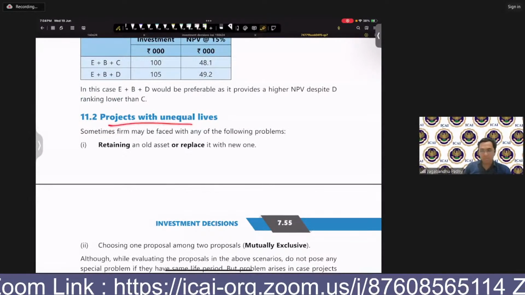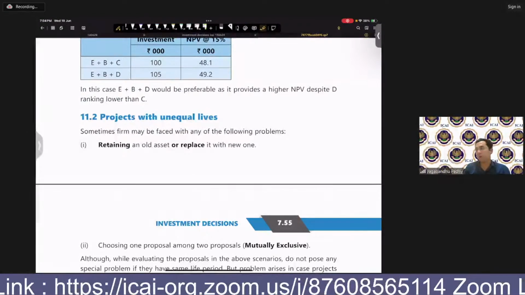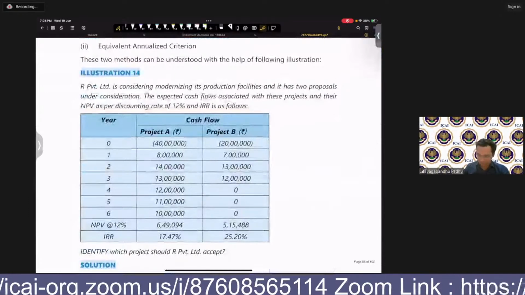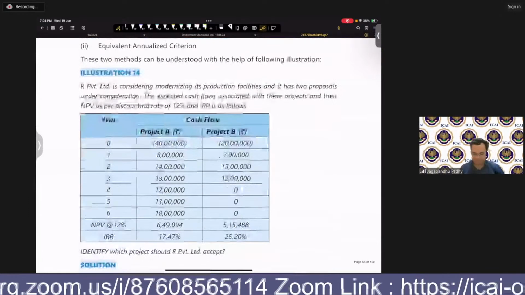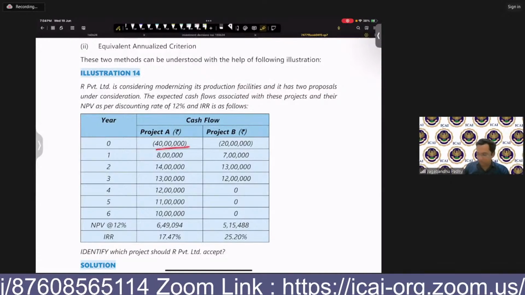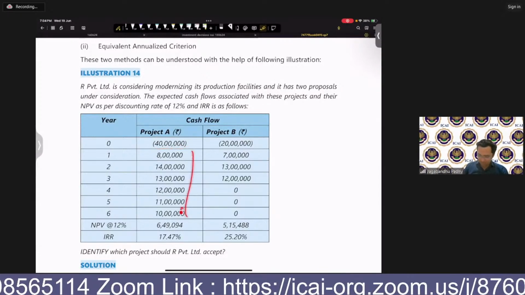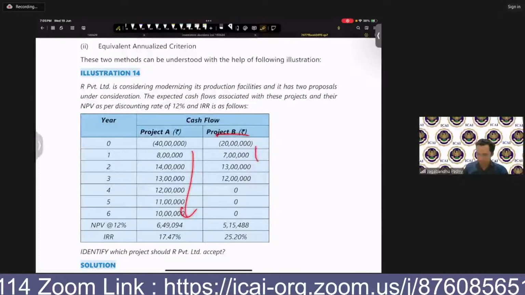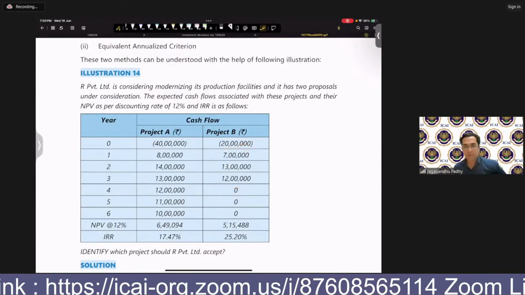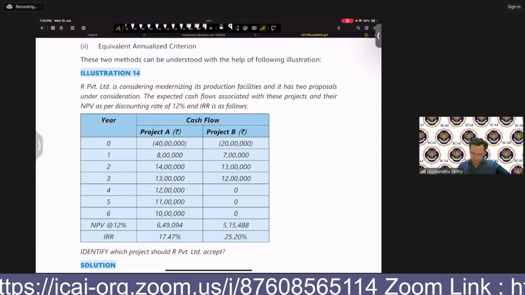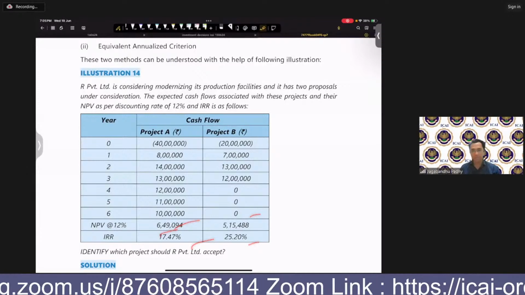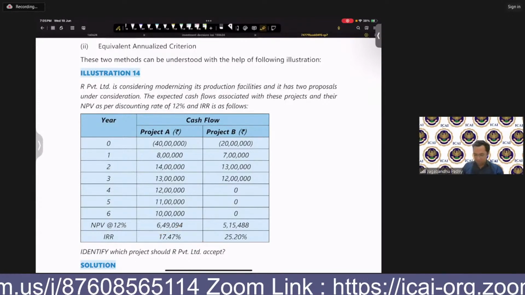Other is sometimes you may have to choose between projects which have unequal lives, wherein they have different lives altogether. Like for example, over here there is a project A, wherein you are going to invest 40 lakh. That's going to provide these cash flows. Project B, wherein you're going to invest 20 lakh, is going to provide you these cash flows. And the NPV at 12% is already calculated. IRR is also given. Now, which project am I really going to choose?